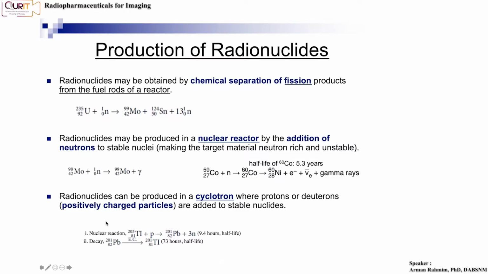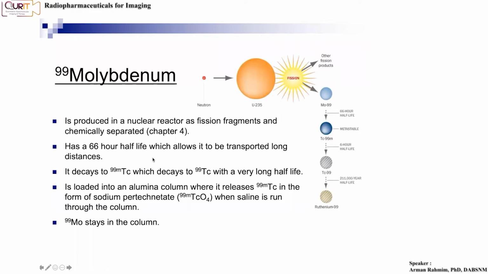And there's a third way, and that is through cyclotrons, which we learned about last time, when you have a highly charged particle. So again, molybdenum-99 tends to be produced through the fission process. That's the most common approach that is being used worldwide right now.